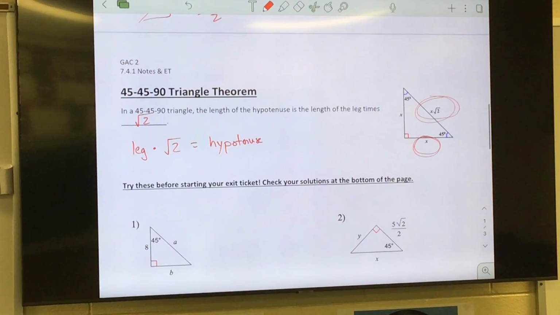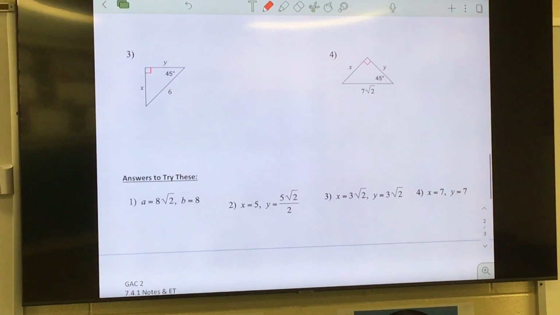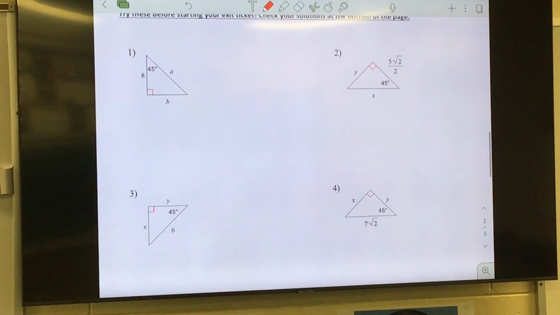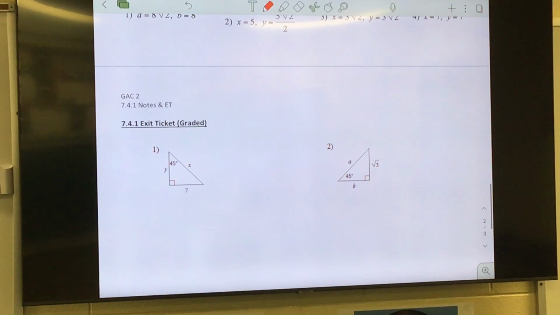All right, so here's what I want you to do. I want you to try these practice problems. There are 4 of them. The answers are at the bottom, but I don't want you to look until you've actually gone through it, okay? So try these 4 first, and then you can start your exit ticket for the day.